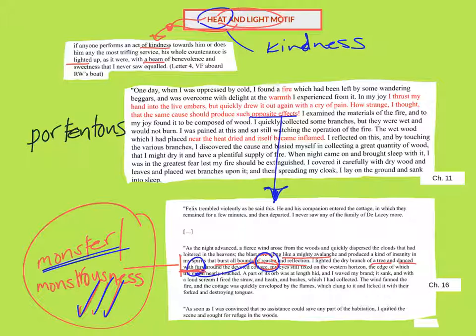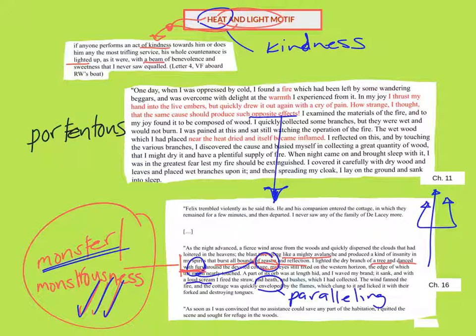"I waved my brand. It sank, and with a loud scream I fired the straw and heath and bushes which I had collected. The wind fanned the fire, and the cottage was quickly enveloped." Sound familiar, anybody? Victor, chapter 2, with the lightning and the storm, which clung to it and licked it with their forked, quite devilish, hell-like imagery and destroying tongues. "As soon as I was convinced that no assistance could save any part of the habitation, I quitted the scene," and off he goes to the woods.